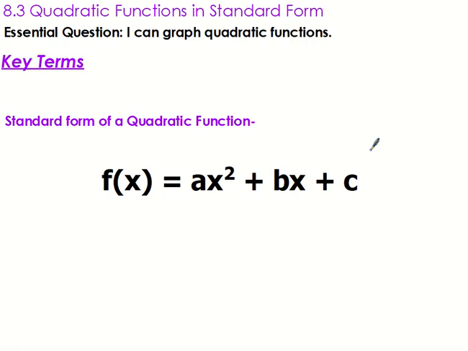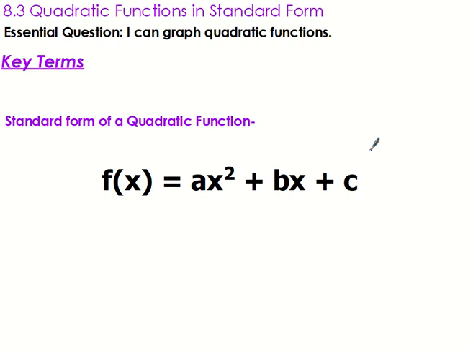So we've been doing quadratic functions in vertex form. Now we're going to do it in standard form. The standard form of a quadratic function is f of x equals ax squared plus bx plus c. Notice we have seen this before when we were factoring and things like that. So that's where that quadratic comes from.